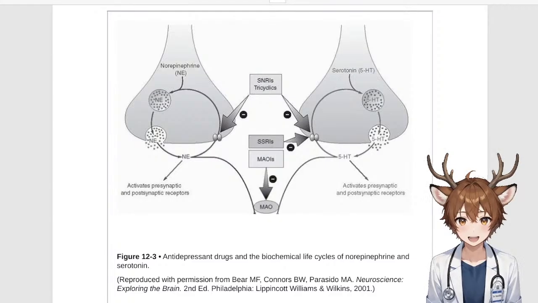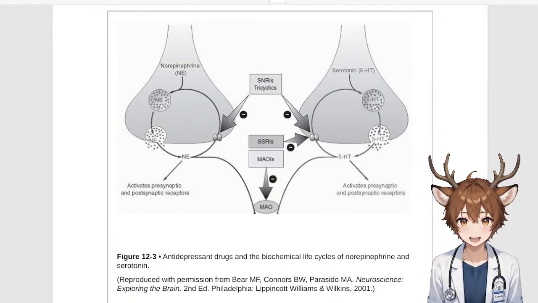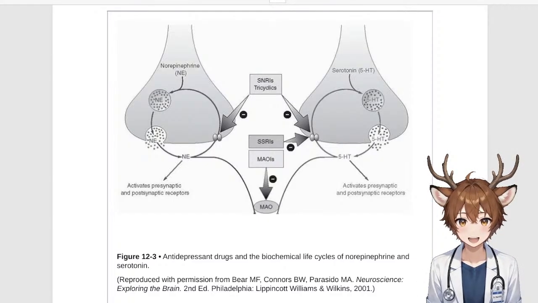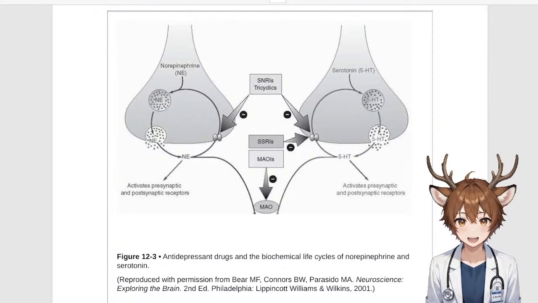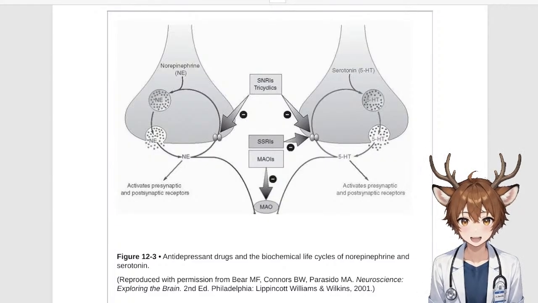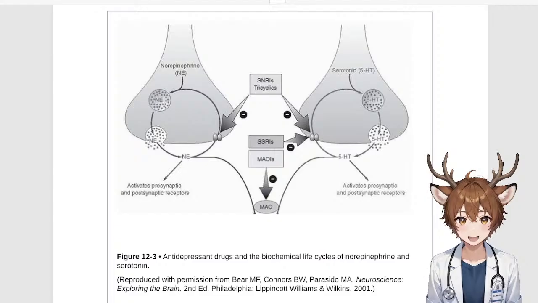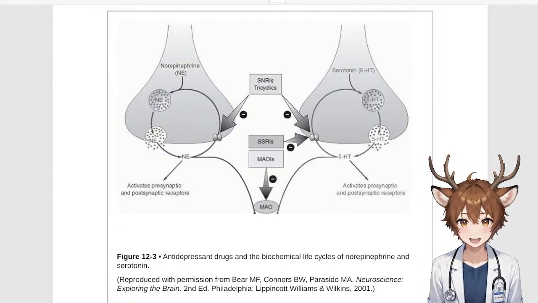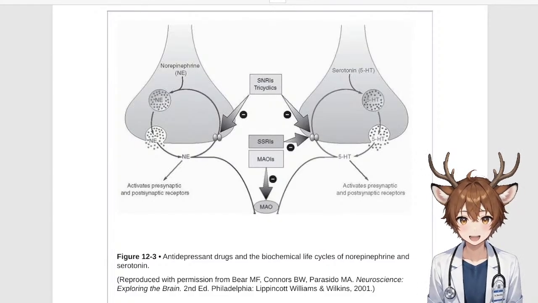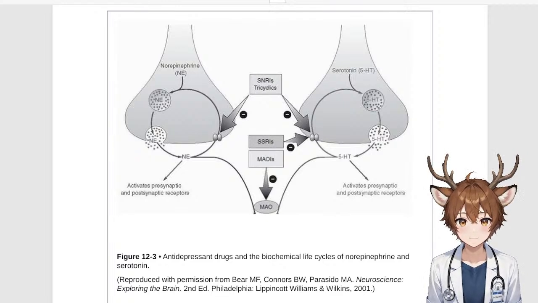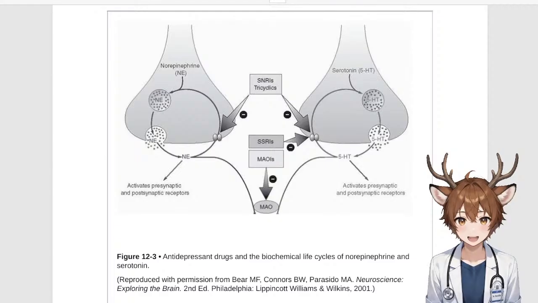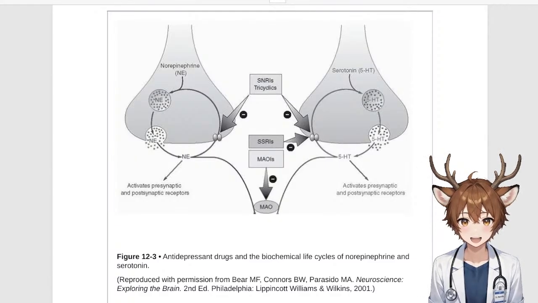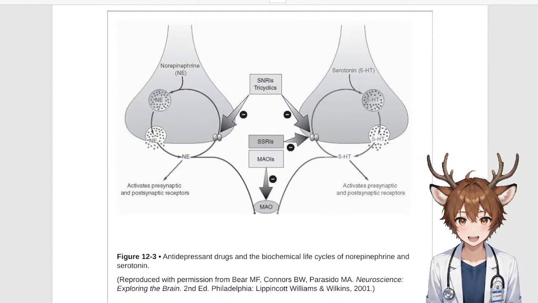That's why we have SNRIs and tricyclics, which inhibit the reuptake of both of these. SNRIs prevent the reuptake of serotonin and norepinephrine, and tricyclics do that too. Both those groups do that. We also have SSRIs, which do that for serotonin, but not for norepinephrine. So SSRIs only do it for serotonin. SNRIs and tricyclic antidepressants do both. MAO inhibitors prevent the breakdown of both of these as well. So it's basically a different way to ensure higher levels of them being around, but by preventing breakdown rather than preventing reuptake.